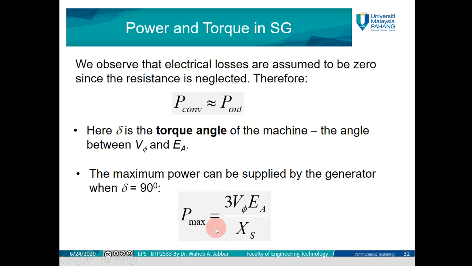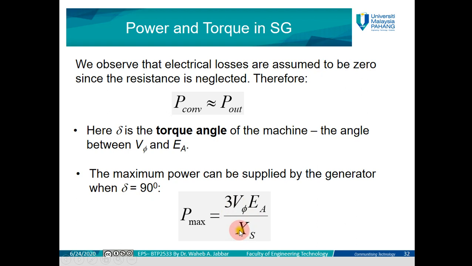Okay, so we observe the electrical losses here. Since we said the value of the armature resistance is small, the P converted equals the P out, and the delta here represents the torque. We call it the torque angle of the machine, or the angle between V phase and EA, between the phase voltage and the armature induced voltage. Okay, so this will be the maximum power, which is 3V phase EA over XS.